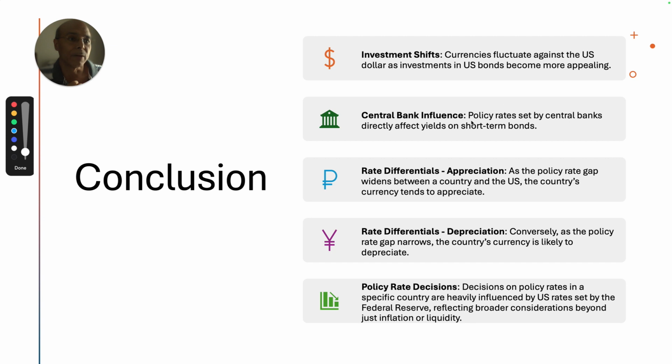Central bank influence: the policy rate set by central banks directly affects the yield of short-term bonds. That we all know, right? I have done many videos on this. The rate differential and appreciation: as the policy rate gap widens between a country and the US, the country's currency tends to appreciate. And the depreciation, conversely: as the policy rate gap narrows, the country's currency is likely to depreciate. So it appreciates here and it depreciates here. Policy rate decisions in a specific country are heavily influenced by US rates set by the Federal Reserve, reflecting a broader consideration beyond just inflation or liquidity.